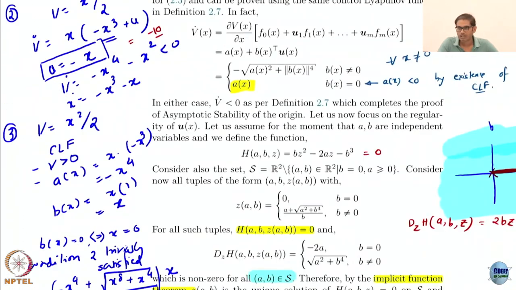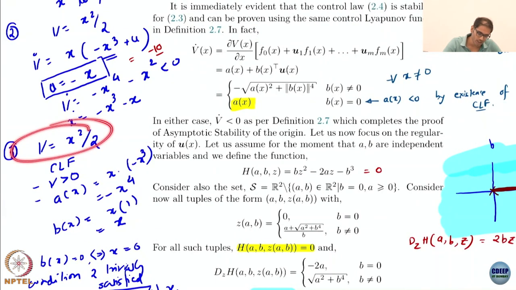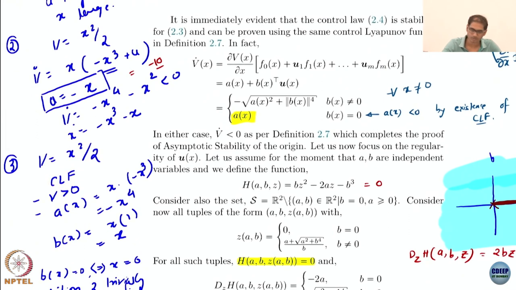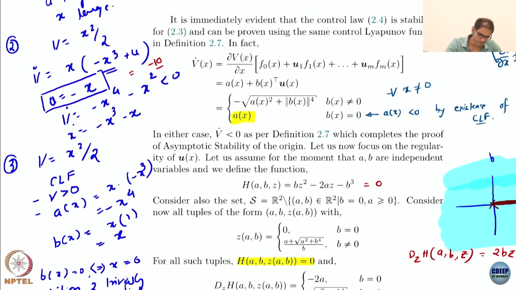Let's look at the universal formula, the universal controller. We know that V equal to x squared by 2 is already a CLF. Why? Because you can see that if the control term is 0, if the control term goes away, I just verified like this, then I still have a negative term here. That's all. CLF means just this, that if the control terms vanish or are 0, then this drift term is still negative, which it is, right.